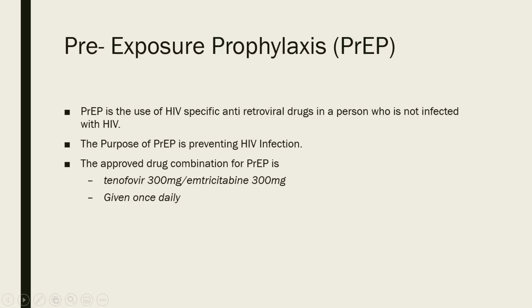As you can see, it is a combination medication, but that is the one that has been approved to use as PrEP. This is for people who are in a high-risk group, mainly for homosexual males, so that they can prevent getting HIV from sexual partners, because PrEP is the use of specific antiretroviral drugs in a person who is not infected with HIV to prevent HIV infection.